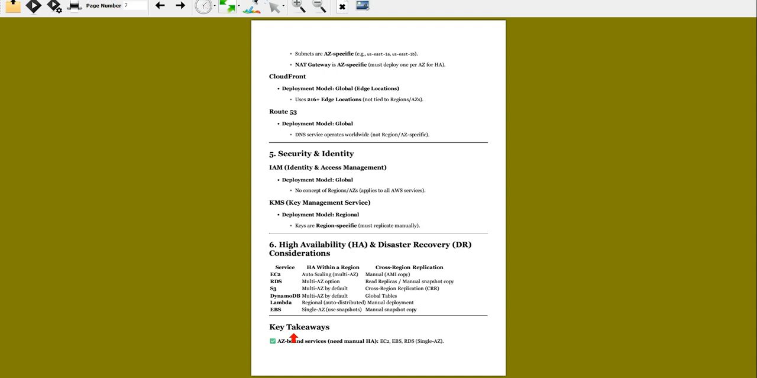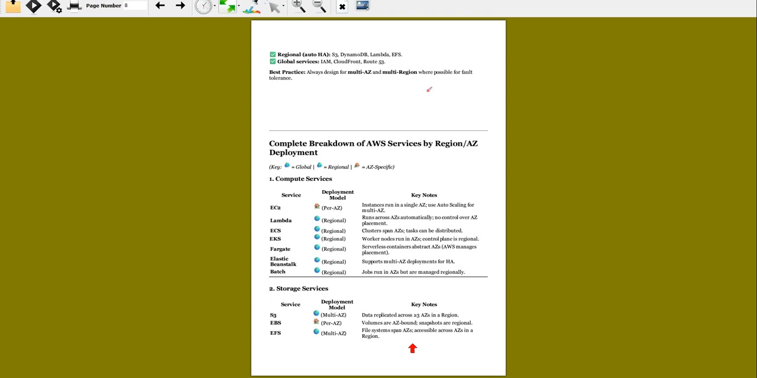So, the key takeaways here: availability zone bound services need manual high availability. EC2, EBS, and RDS apply in a single availability zone. So this one is compute. If you put it in an availability zone, it won't replicate automatically. It's the same with EBS and RDS, right?